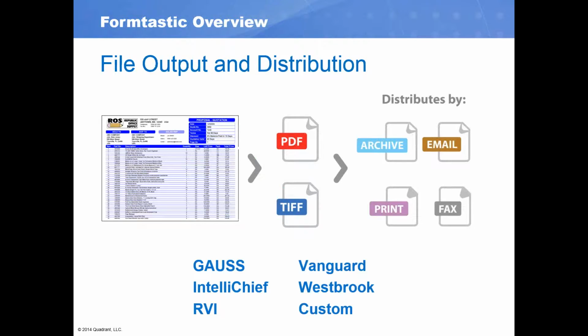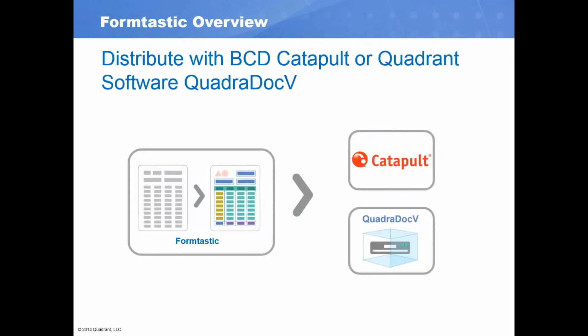Formtastic can take the final form and output it to PDF or TIFF file formats. It can then automatically print, email, or archive in a simple directory or file away in your document management system, such as Gauss, IntelliChief, RVI, Vanguard, Westbrook, or any custom document management system.